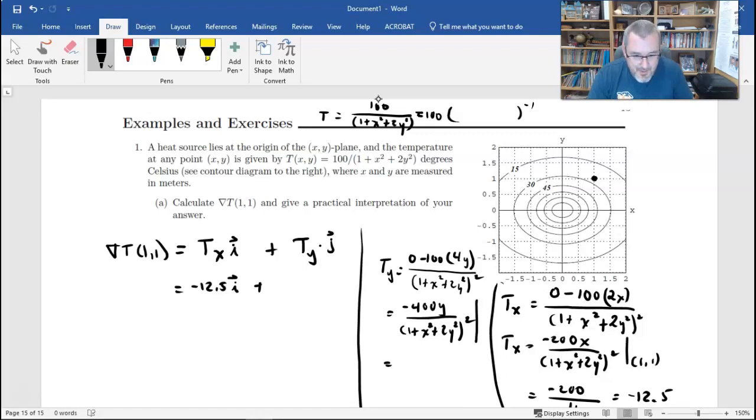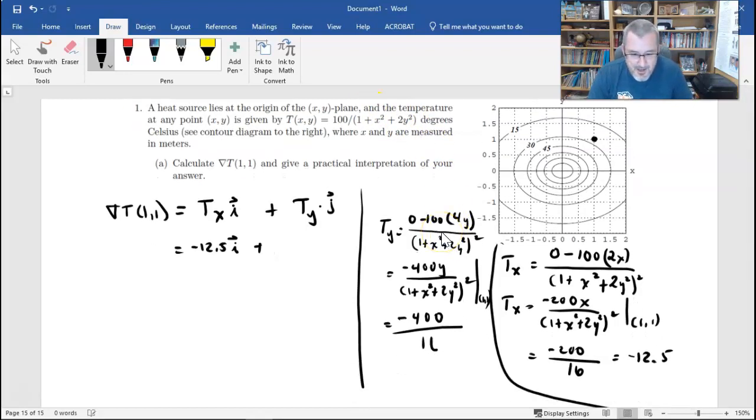Again, we're going to evaluate this at the point (1, 1). So at the point (1, 1), the numerator will be negative 400. The denominator, same as before, is 16. And so you can simplify that. 400 divided by 16, I believe, is 25. So negative 25j. So there it is. There is the gradient vector. Awesome. Again, Wolfram Alpha would be happy to do that for you, I'm sure.